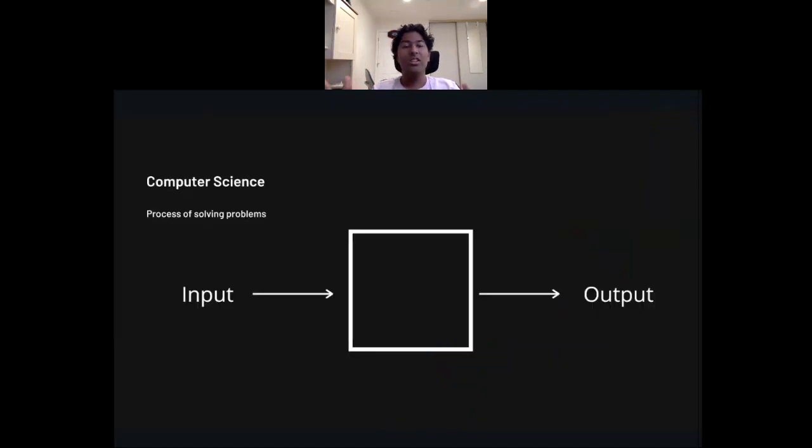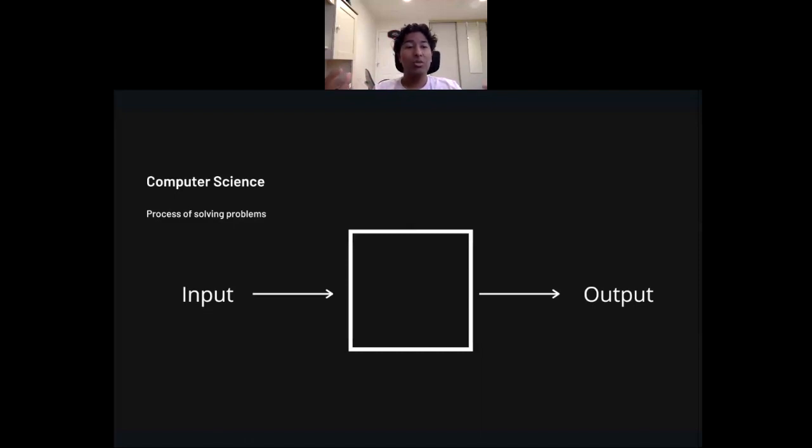So let's start talking about computer science by first defining what a computer is and how it relates to computer science. So a computer does two things and two things only. The first, it calculates and processes information that is given to it to produce an output, and it stores information inside of it.